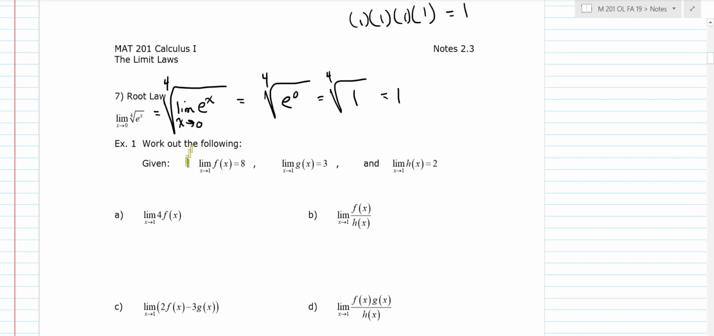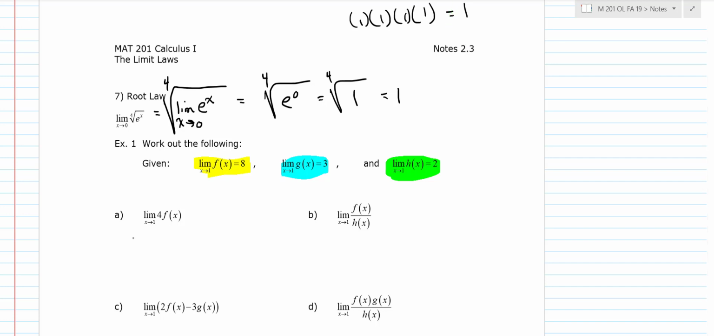So in this exercise, I've given 3 limits. This is the limit of f of x as x approaches 1. Second one is the limit of a different function, x approaches 1. And this is a third function, h of x. Now they all approach 1. They all got to approach the same number to do what I'm going to do on these examples.